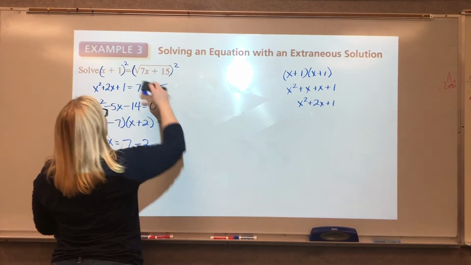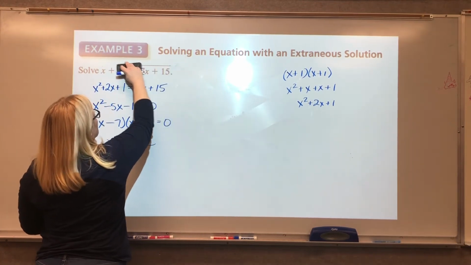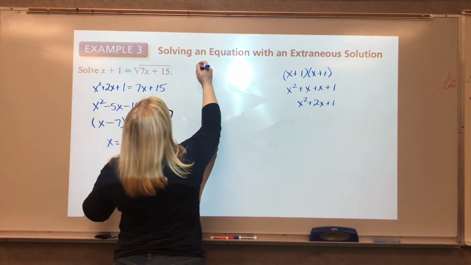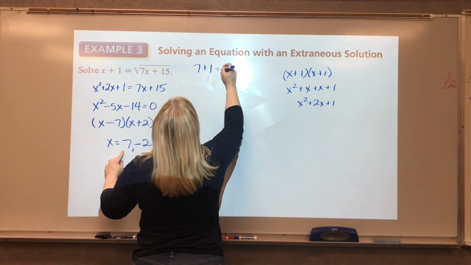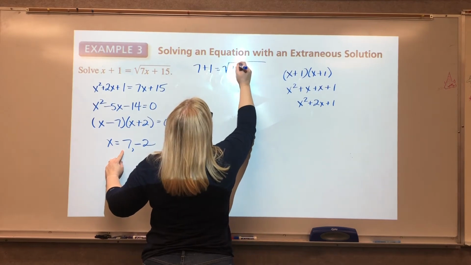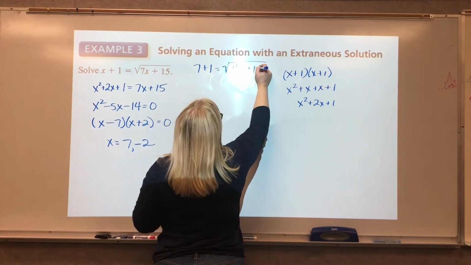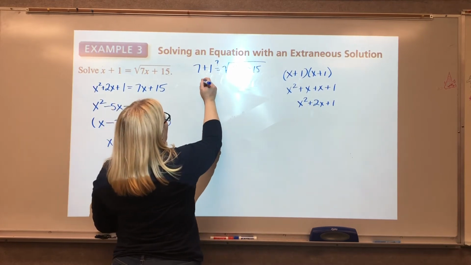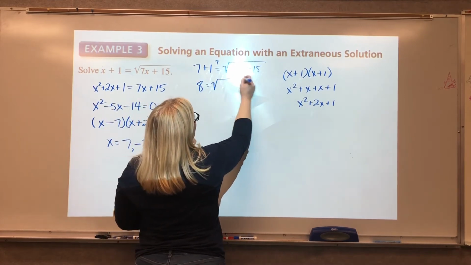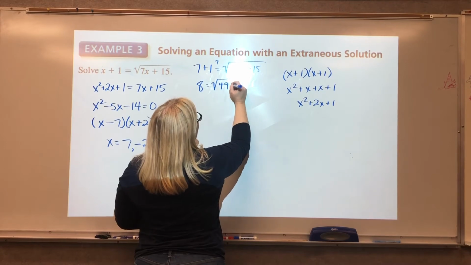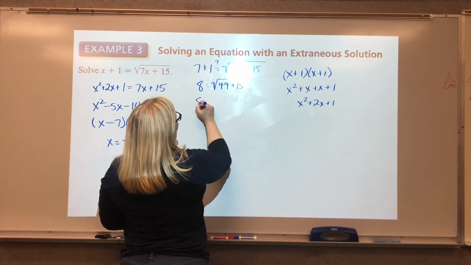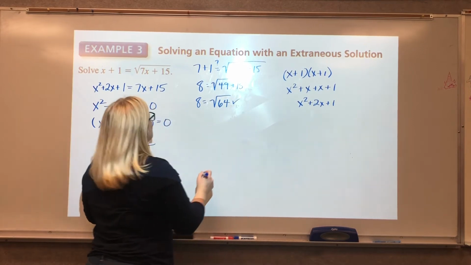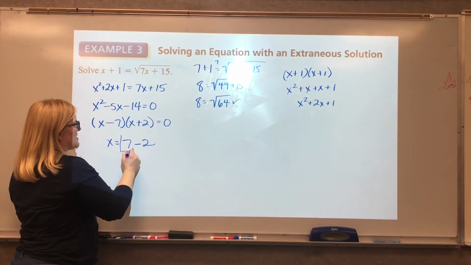All right, well let's go back up to our original equation and let's plug these in. Let's try 7 first. 7 plus 1 equals the square root of 7 times 7 plus 15. Okay, that's what we're hoping. So does 8 equal the square root of 49 plus 15, or does 8 equal the square root of 64? And it does.